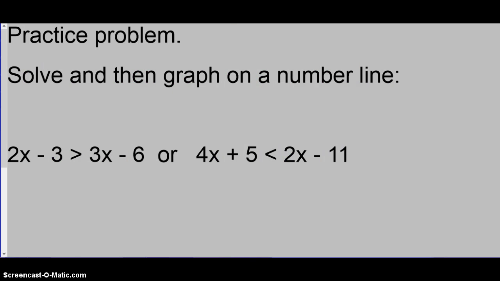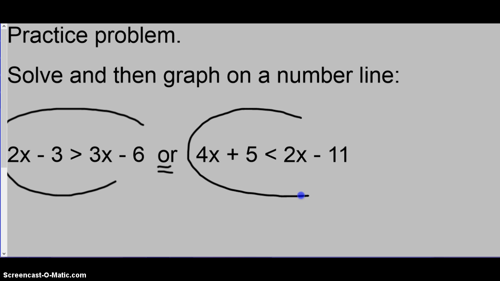Here's a practice problem for you. We've got two separate inequalities, so you want to pause this. Please note that the or is here, so don't forget about that. And we've got pretty lengthy steps to create. So you're going to need to solve for x on this inequality, and then we need to solve for x on this inequality. Make sure you pay attention to whether you're dividing by positives or negatives.